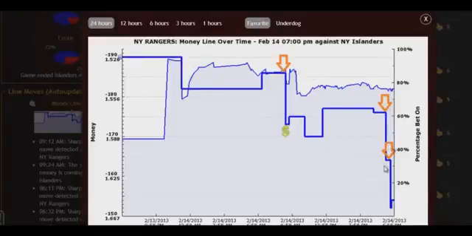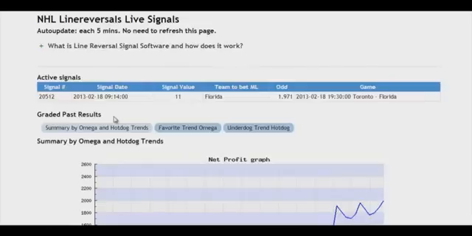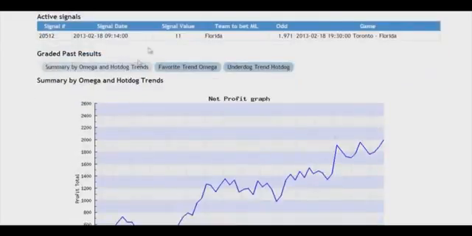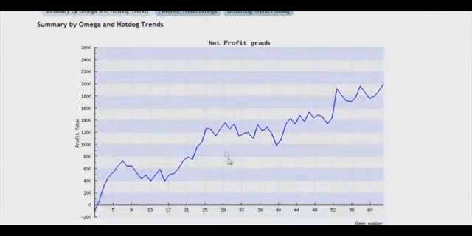In conclusion, I'd like to say that zcode VIP members get a special additional tool which produces automatic signals in real-time mode. The arrows that I showed you earlier generate bets. According to these arrows, the system makes a bet. Now in this case, we can see that the NHL season has just begun, but the system Line Reversals has already made a profit of $2,000.